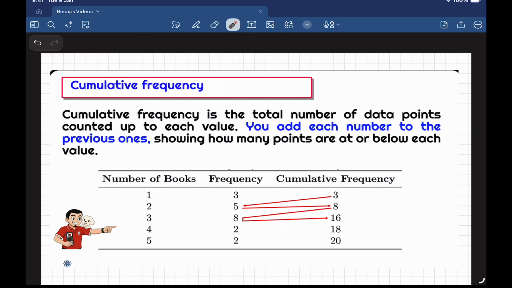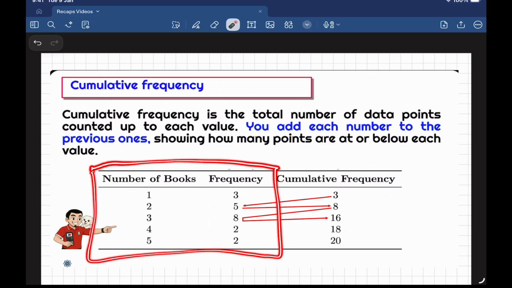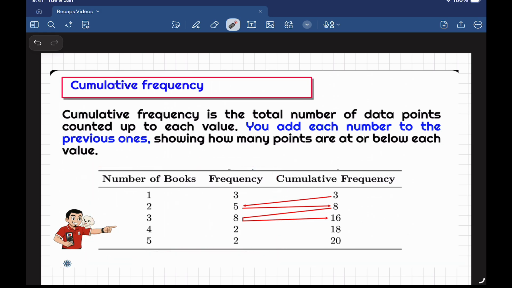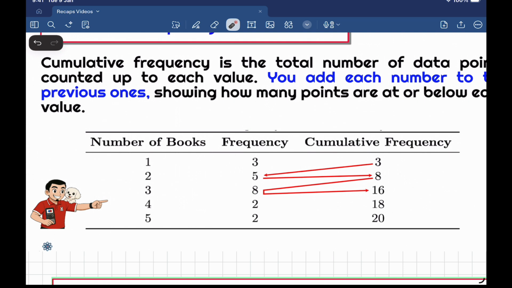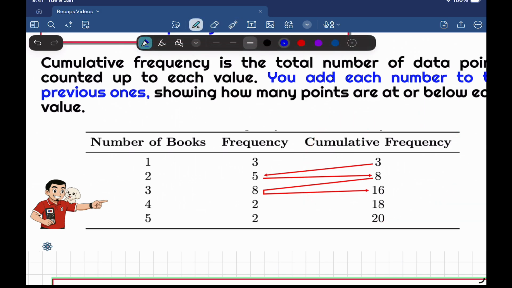So usually what we are going to have is these two columns. For example, we have number of books and frequency. Then, just as a reminder, the frequency is the number of repetitions. Then we are going to add a new column, in this case the cumulative frequency column.